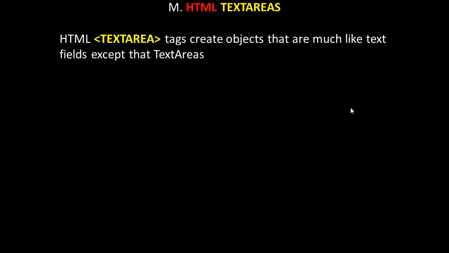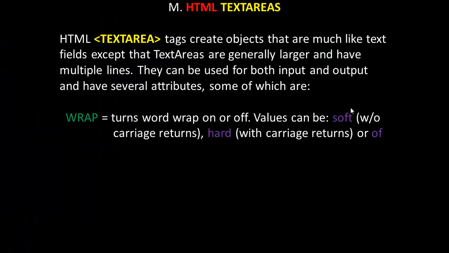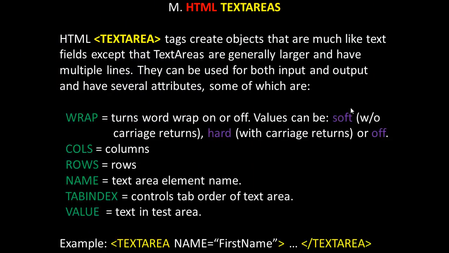Now we come to text areas. An HTML text area creates objects that are much like text fields, except that text areas are generally larger and have multiple lines. They can be used for both input and output and have several attributes, some of which are wrap, which turns word wrap on or off. The values can be soft, that is without carriage returns, hard, with carriage returns, or off.